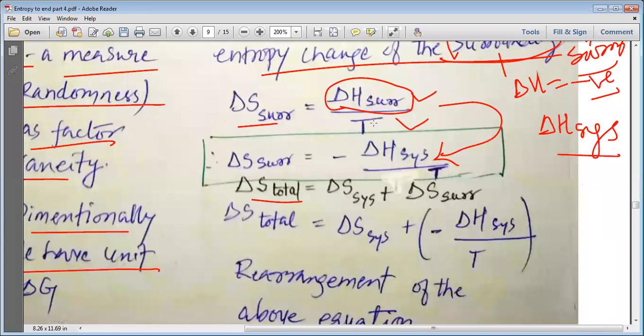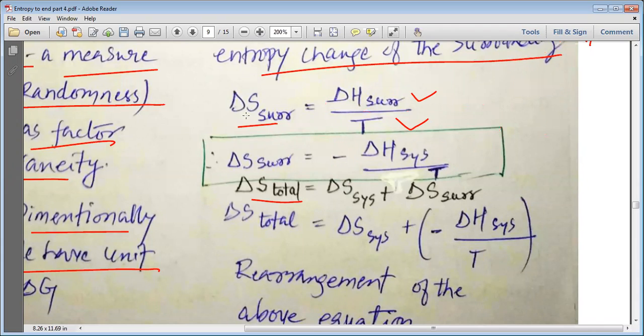But both have the same enthalpy, just the sign has to be changed. So delta H surrounding is equal to minus delta H system, and that is why instead of delta H surrounding, we have written minus delta H system. Please remember that we have been calculating only delta H surrounding, but now we express it in the form of delta H system, not in the form of delta H surrounding, and that is why we put the minus sign.